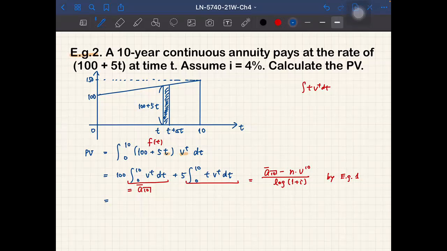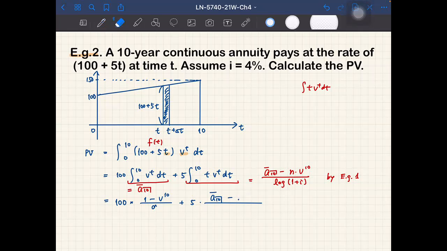So now we can calculate this. This is equal to 100 times (1 minus v to the power n) over delta, and plus 5 times this quantity, a bar angle 10 minus n, where n is 10, so this is 10 times v to the power 10 over log of 1 plus i. Log of 1 plus i is also delta.